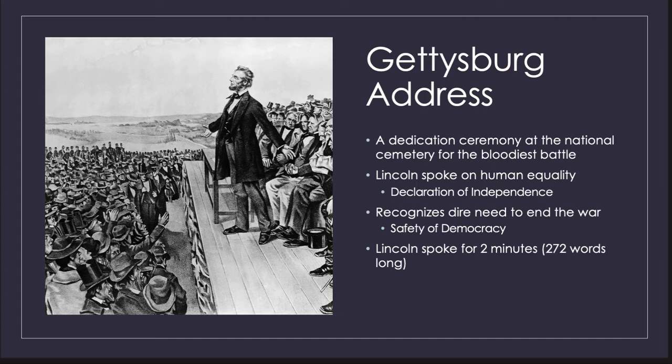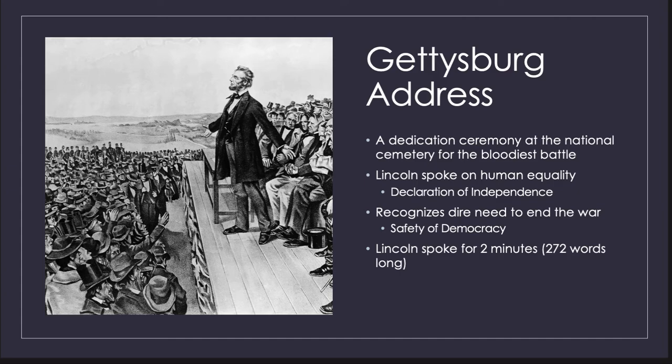Another big highlight of Lincoln's presidency is going to be the Gettysburg Address. You're going to read about the Gettysburg Address for your homework tonight. Lincoln gives the Gettysburg Address as a dedication to the cemetery for the men lost in the bloodiest battle of the Civil War, which was Gettysburg. Lincoln is going to give a quick speech of 2 minutes, 272 words long. It's pretty funny. He gets up to give this speech after some guy had given a 2-hour long speech. And he gets up there real quick, real easy, gives a speech that we look at hundreds of years later.